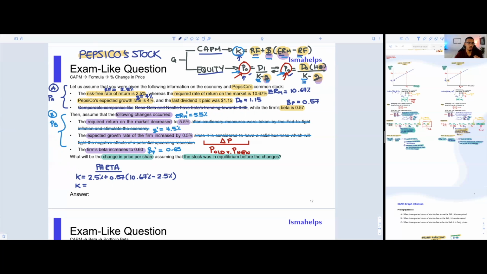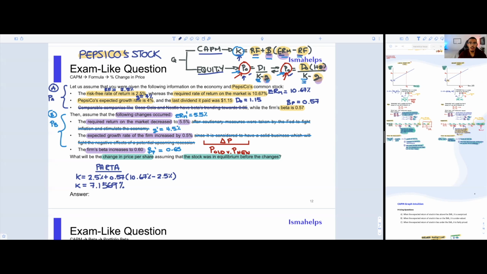So what we'll do quickly is notice, okay, the risk-free rate is 2.5%. We know that our beta is 0.57 for Pepsi for part A. We know that the return on the market is 10.67%. Once again, the risk-free rate is 2.5%. So all of our inputs should be okay. I'm just going to verify them one last time. Amazing. Such that the required rate of return on Pepsi would be 7.1569%.